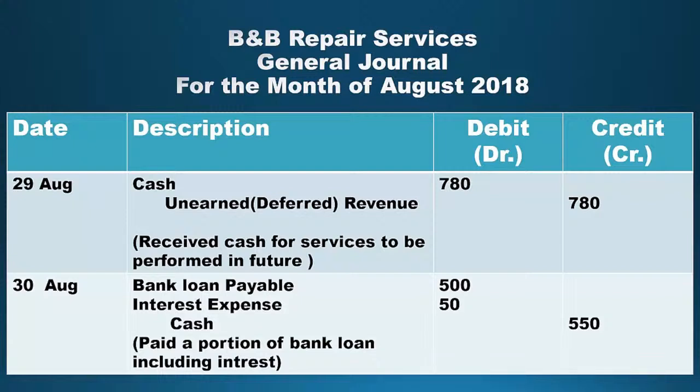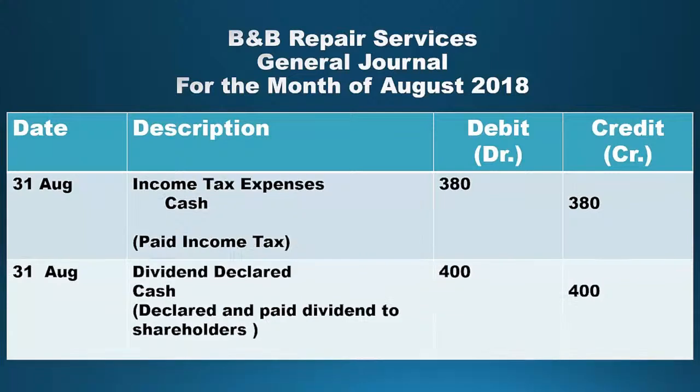Step 3. How do we record it? To record this, we debit bank loan payable for $500 to reduce the loan balance. Debit interest expense for $50 to reflect the borrowing cost. Credit cash for $550 to show the payment. The narrative for this entry is paid a portion of the bank loan including interest. August 31st, paying income taxes.